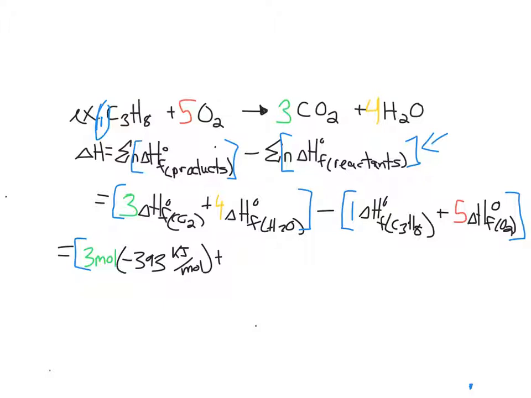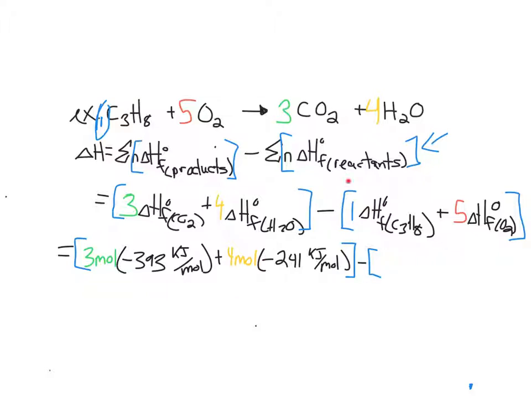Now we add our water information. So plus 4 mole times standard enthalpy of formation of our water, which happens to be negative 241 kilojoules per mole, small bracket, and that's the end of your product.